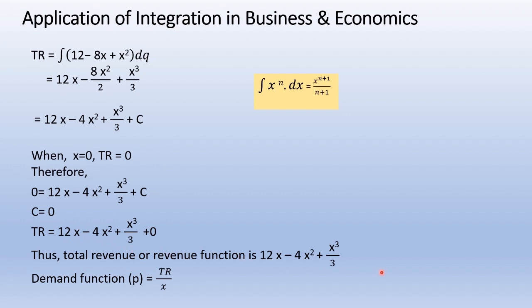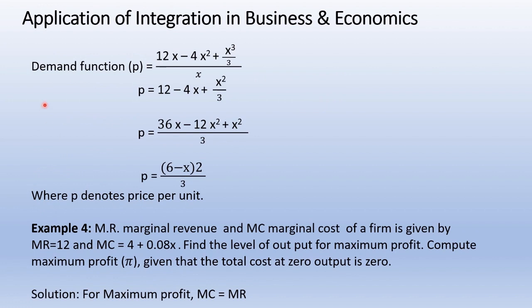Demand function P is equal to TR by X. Substituting and simplifying, we get P is equal to (6 minus X) whole square by 3, where P denotes price per unit.